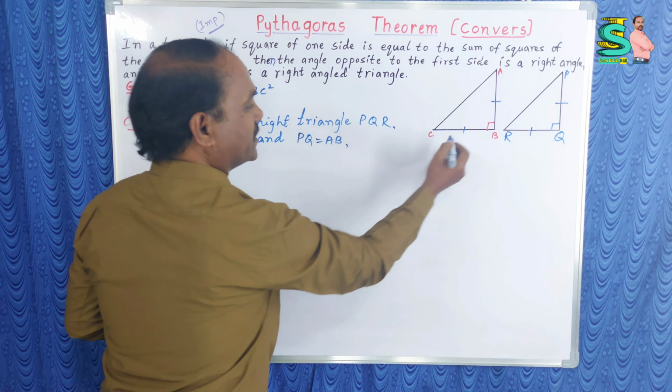These two triangles are congruent. What does it mean? All the remaining corresponding parts are also equal. We took angle Q as 90 degrees. The corresponding part in triangle ABC is angle B. So angle Q is equal to angle B, by CPCT, corresponding parts of congruent triangles. So angle B is also 90 degrees. If an angle is 90 degrees, the triangle ABC is a right angle triangle. Hence proved. This is the proof of the converse of Pythagoras theorem.